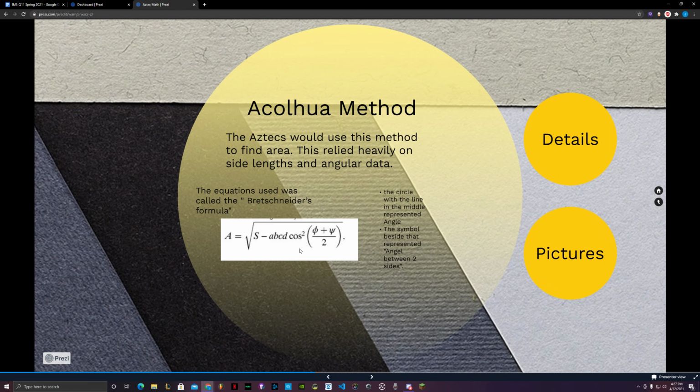The other method they used, instead of finding perimeter, is a method called the Colhua method. This relied heavily on side lengths and angular data. So the equation is called this formula. This is the formula. This symbol right here represented angle, and this symbol represented angle between two sides. So they had these two types of different symbols that I haven't seen.